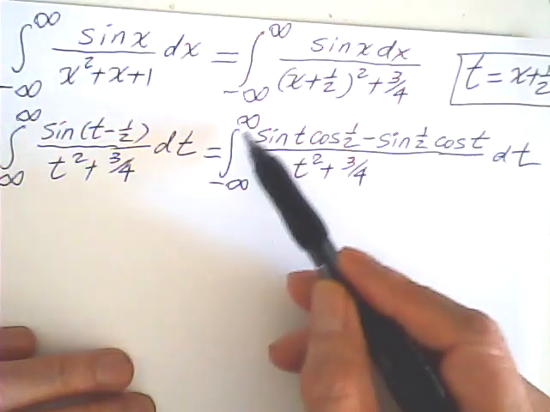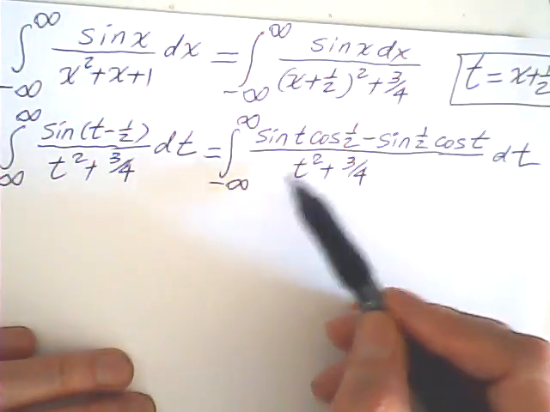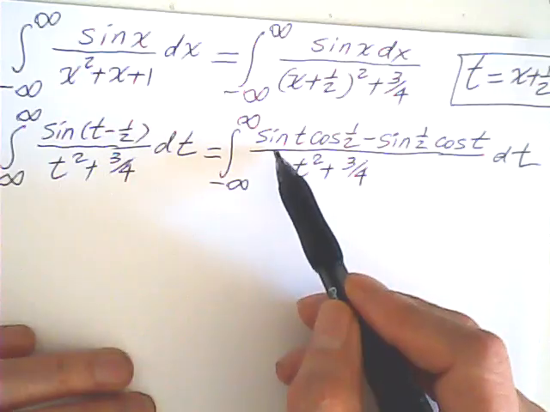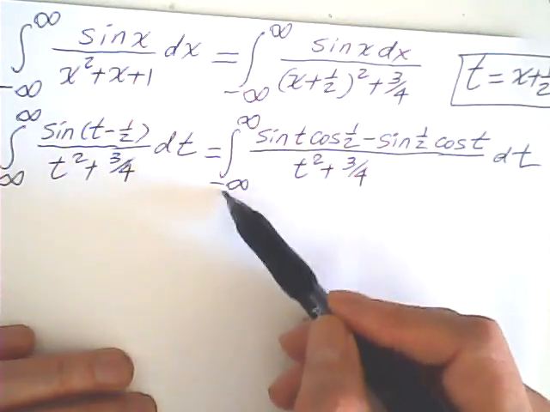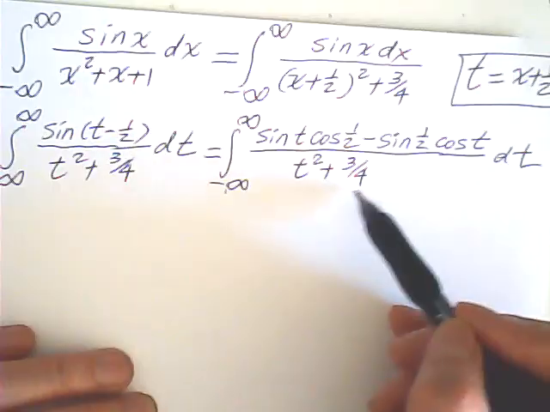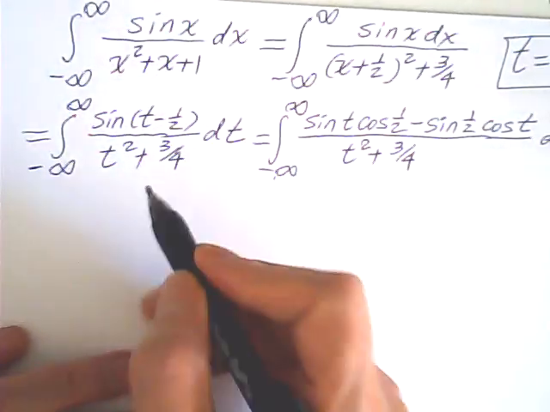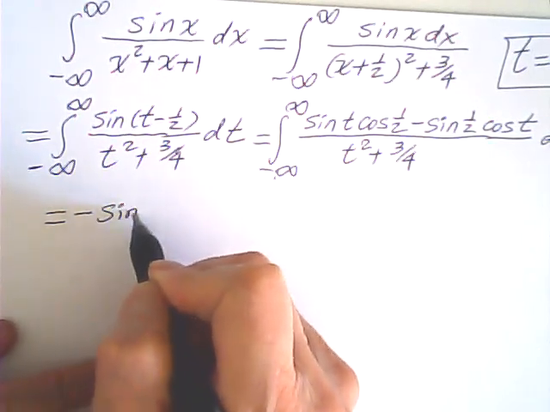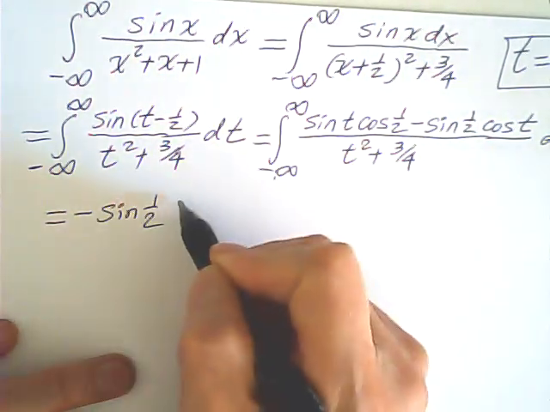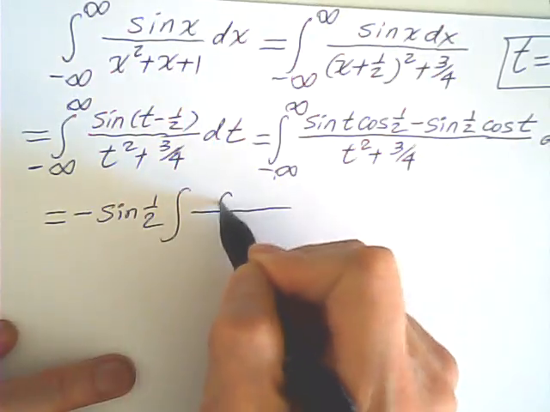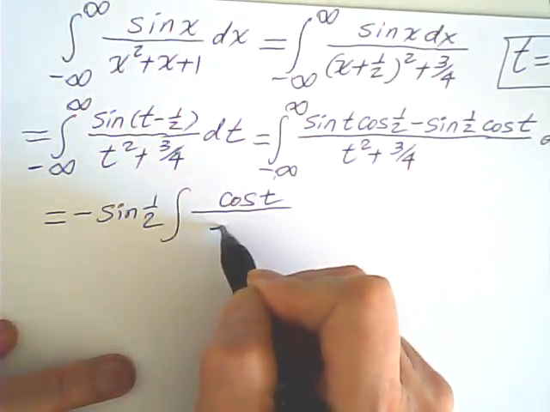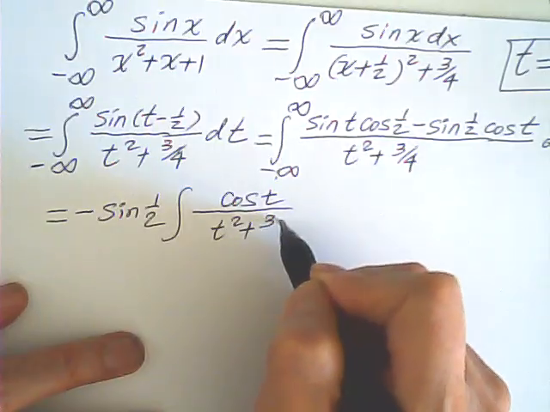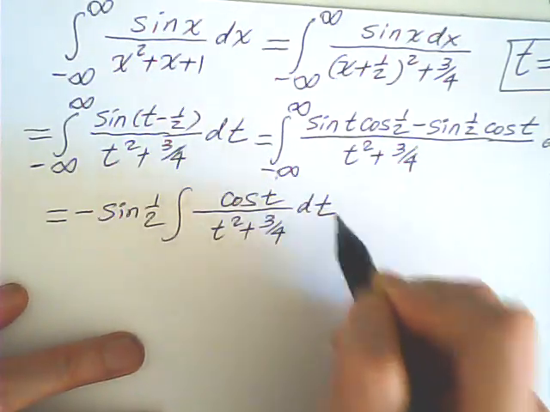Now this integral, this constant, this is a square, this is an odd function. So in this interval, this integral is 0. So what's left over is negative sine half times the integral of cosine t over t squared plus 3/4 dt.